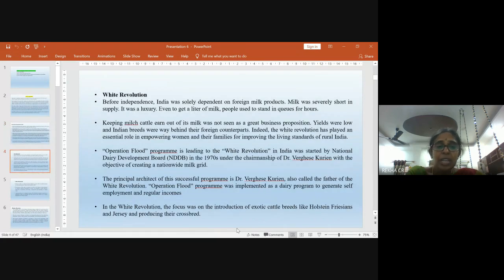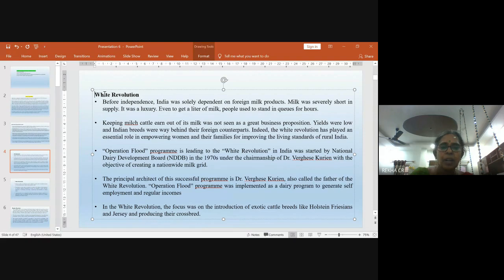So this is Green Revolution. Next is White Revolution. See, before independence, India was solely dependent on foreign milk products. So milk was severely short in supply, and it was considered a luxury food product. So even to get a liter of milk, people used to stand in queues for hours.